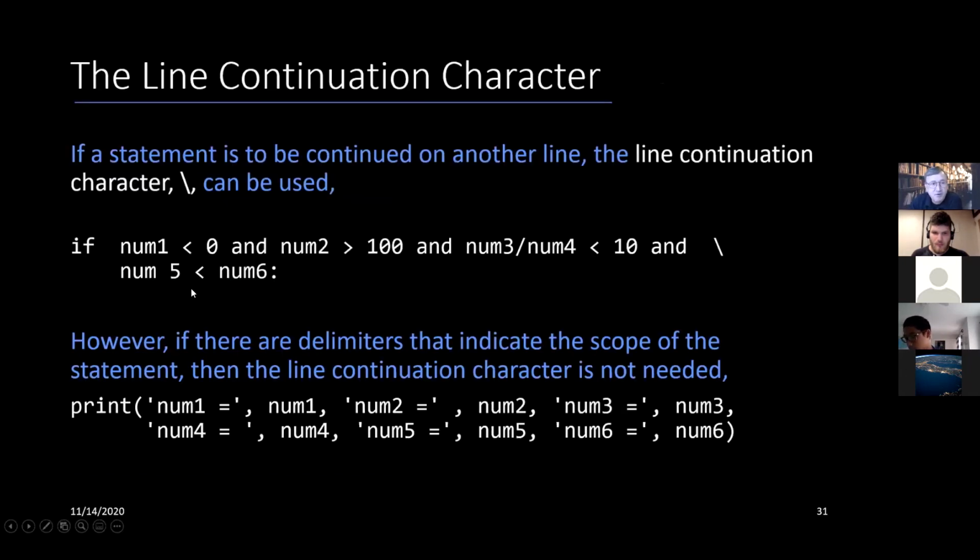If a statement is too long to fit on one line, there's a special character, the line continuation character. So the backslash. If I continue with this, I can use the backslash and continue on the second line with this long condition. If, though, there's a delimiter like print has matching parentheses, I can continue this on the next line without using the line continuation character, because the right parenthesis denotes the end of the print. So in that case, I would not need the backslash.